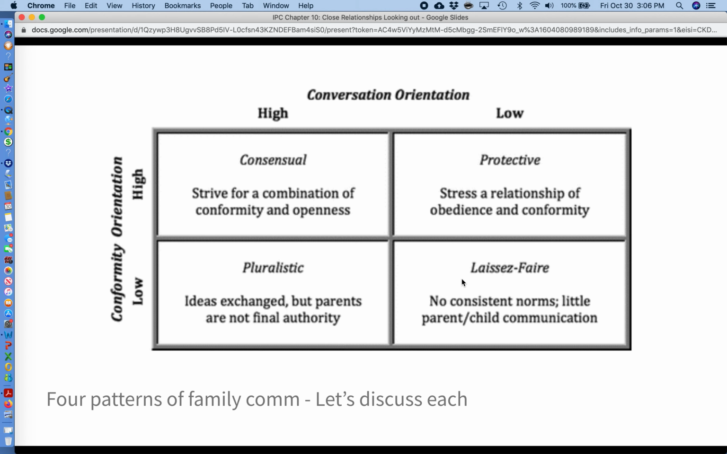And then finally, if the conversation orientation is low and conformity orientation is low, there aren't any real consistent norms, there's not much parent-child communication at all, and it results in sort of a laissez-faire kind of atmosphere. And laissez-faire is French. It literally means hands-off, right? This, generally speaking, by the way, is the worst for kids in terms of them coming out to be effectively functioning individuals.